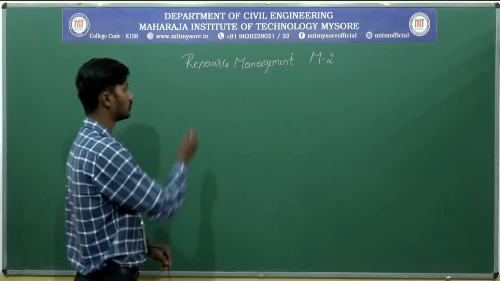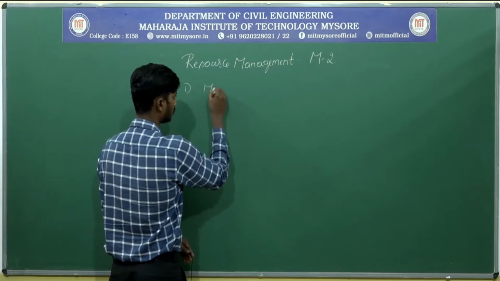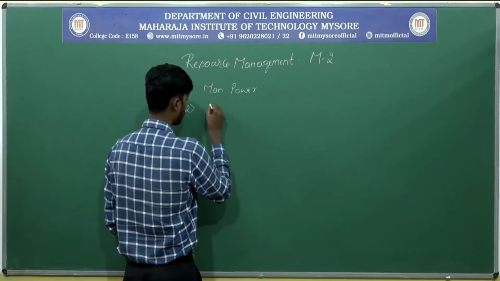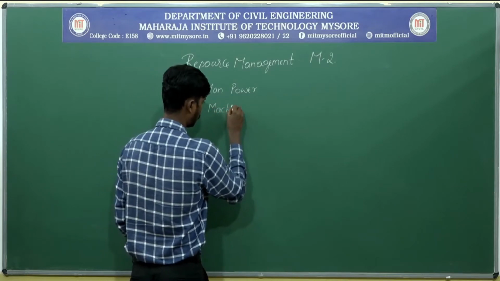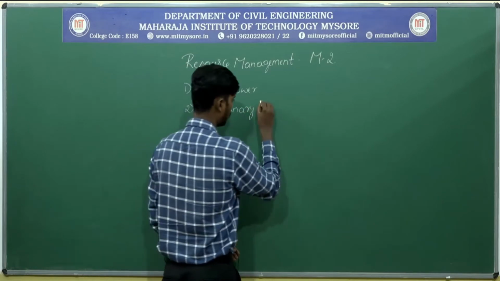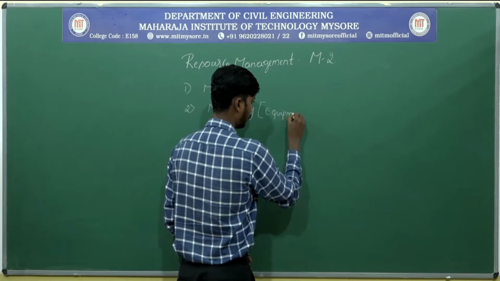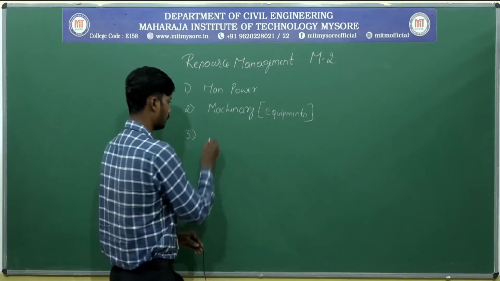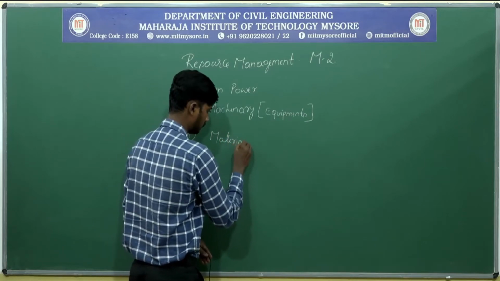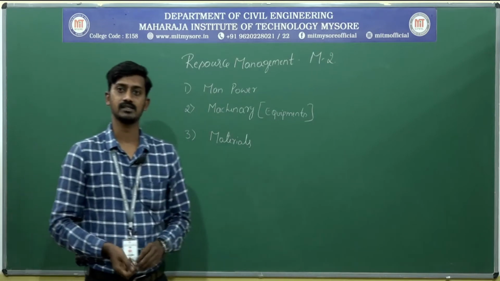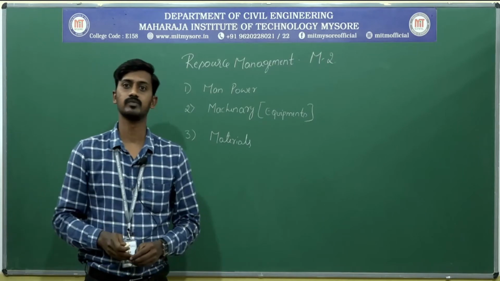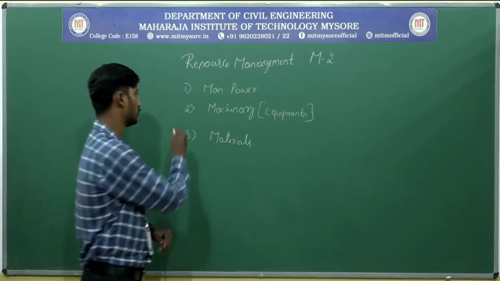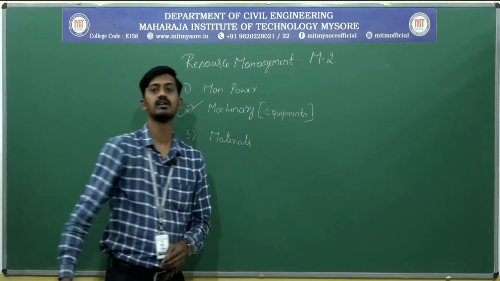Resource Management, Module 2. In Module 2, the first topic was Manpower, the second topic was Machinery, or we can consider Equipment, and the third topic is materials. In the first topic, manpower, we discussed labors, labor wages, labor acts, and labor productivity. In this class, we are going to study machinery or construction equipments.